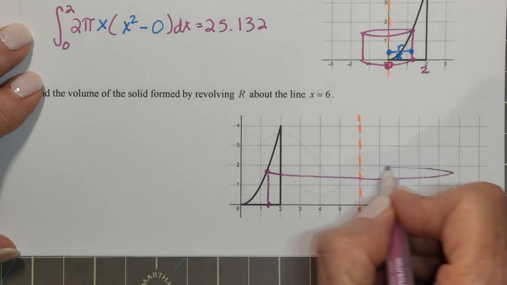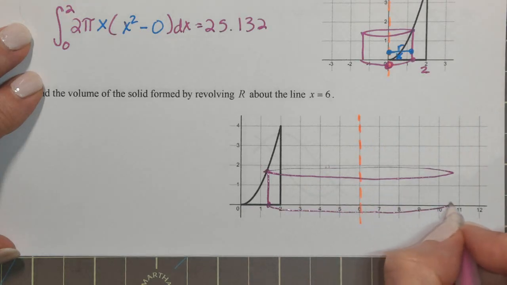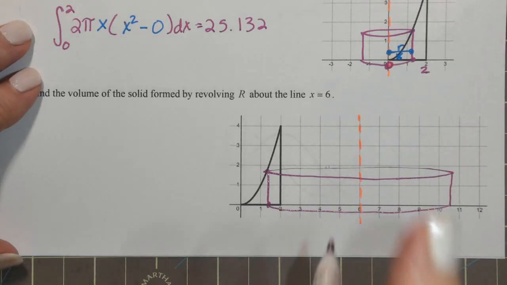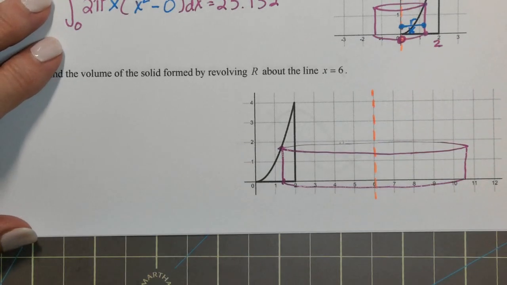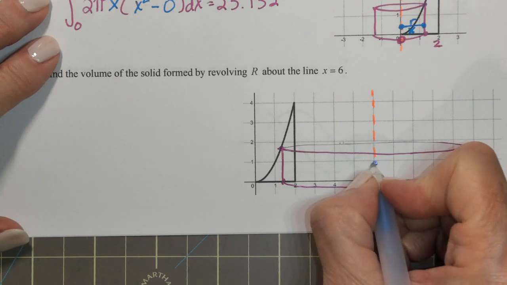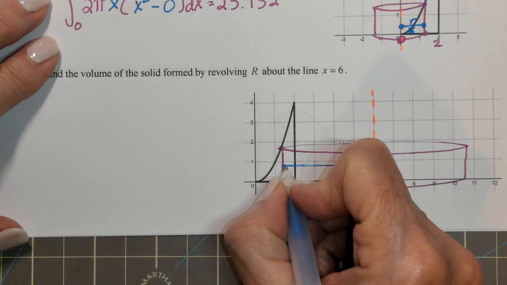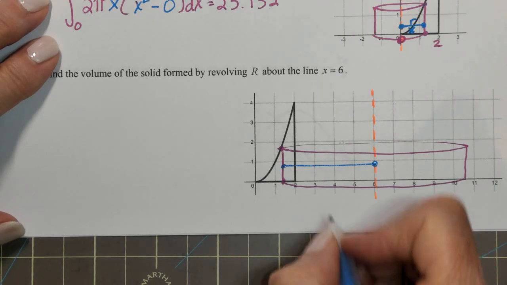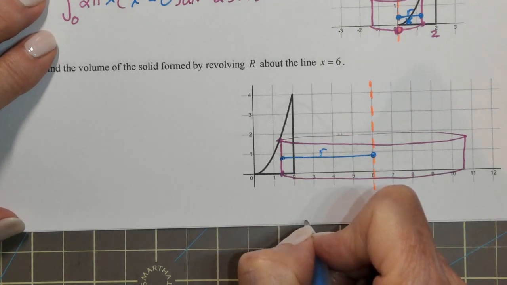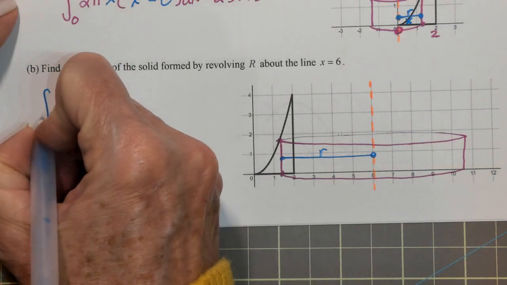Something like that. And of course it does not have to be exact. It's just to get an idea of what that cylinder is. The key is I want you to be able to see what your radius is. So the radius of the cylinder is this distance right here. It's that distance, yes? That's the radius. Okay? So we're using cylindrical shell.